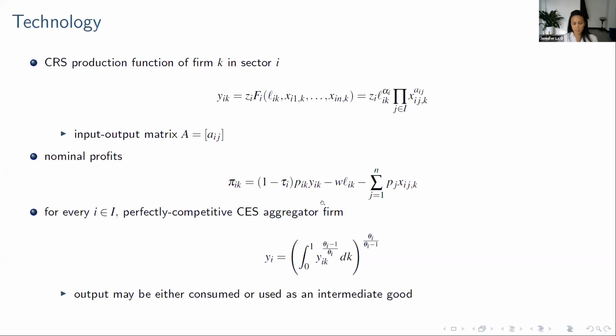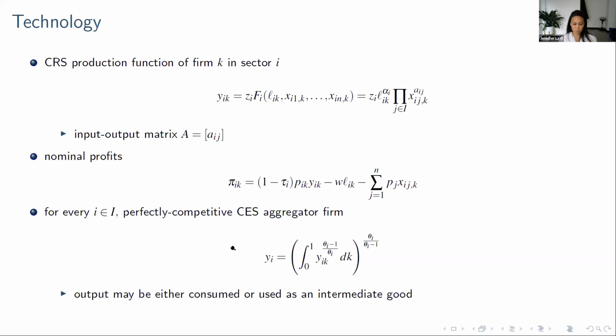The nominal profits of the firm are given by the following. Basically they get some revenue. We have a revenue tax here, which I'll explain why we have. And then this is how much they pay to labor, as well as their expenditure on their inputs. And P_j is the price of the good in sector j.